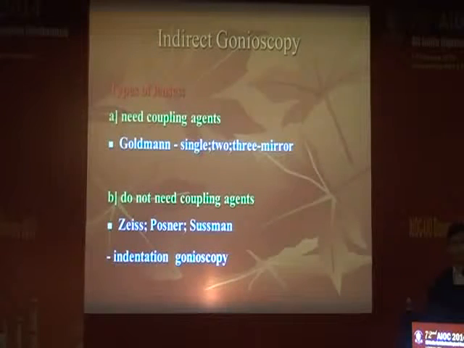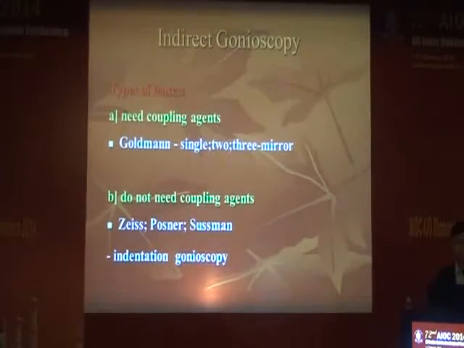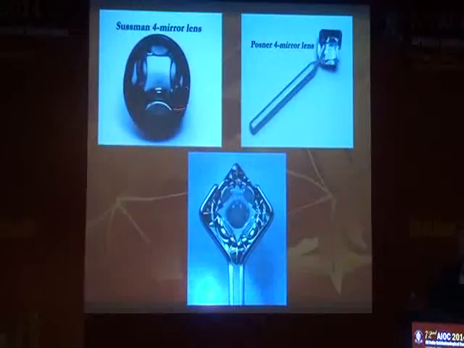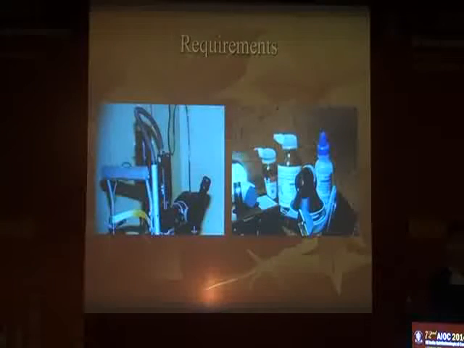The Zeiss, the Posner, the Sussman, these are all the lenses which fall in this category. And basically this is the technique by which we can do indentation gonioscopy, which I plan to show you. So this is a Sussman 4 mirror, this is a Posner 4 mirror, this is a Zeiss 4 mirror, and these are very easily available now in our country, and you can easily use them.